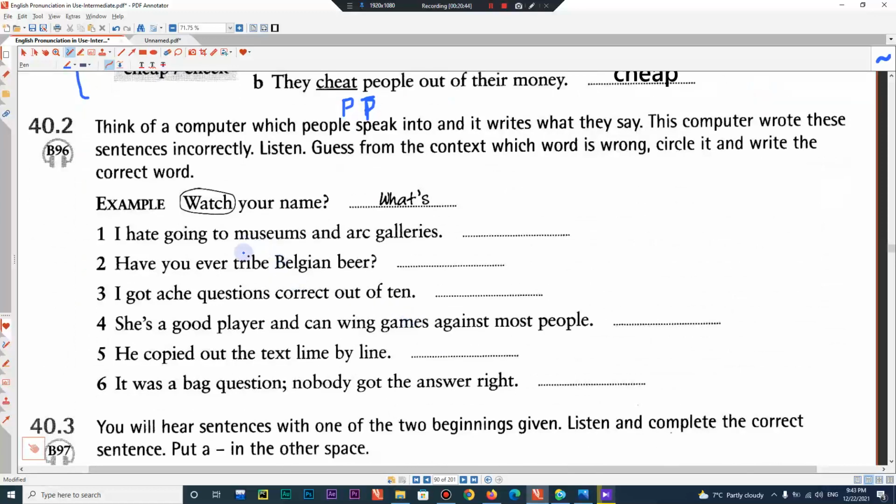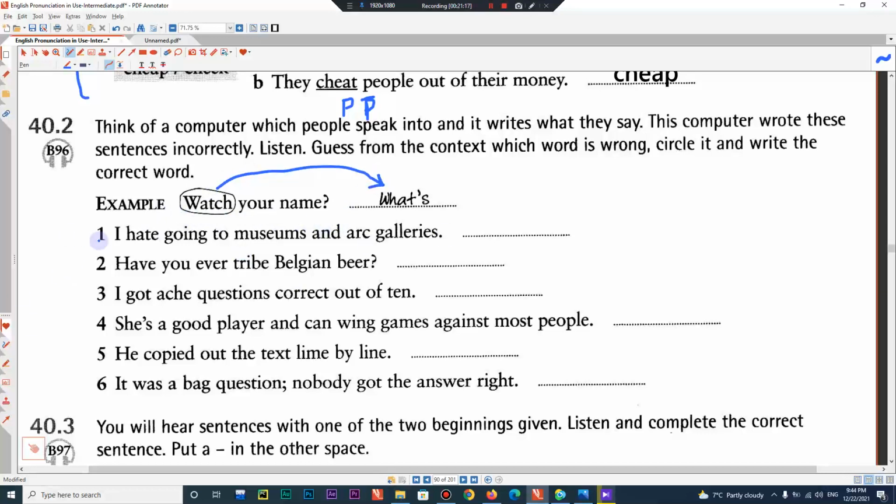Here, there was a computer. People spoke into this computer, and the computer transcribed what people said. But the computer made a few mistakes. The reason is people said, "What's your name?" and the computer didn't analyze that it is "What is your name?" So the computer exactly wrote "What's your name?" But that's not what we wanted. So we gotta help this computer correct the mistakes here.